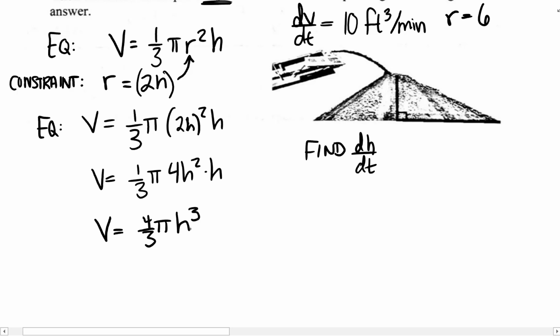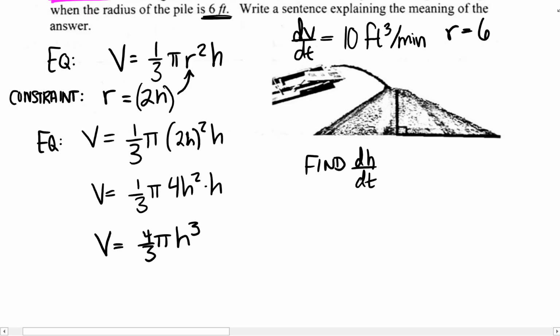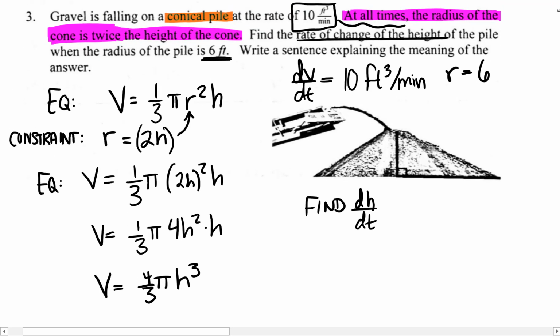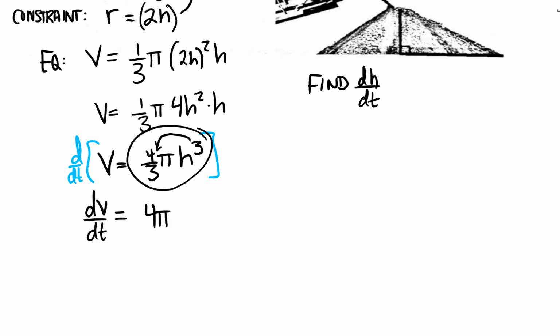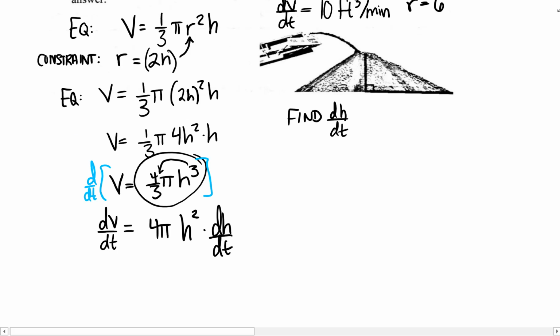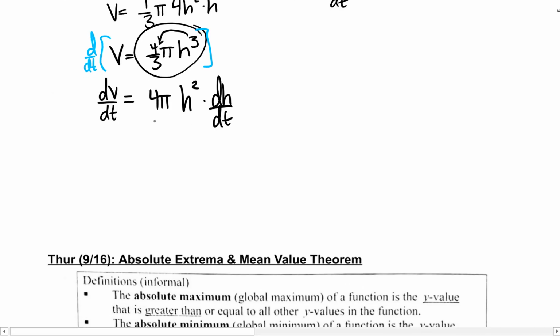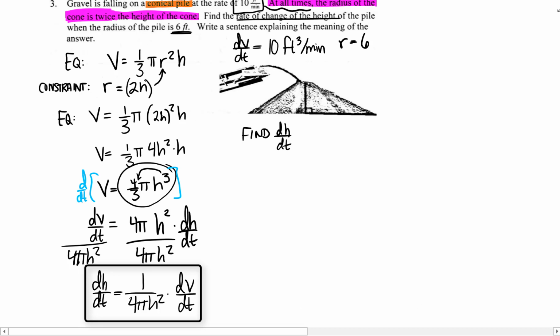Now we have an equation with a V and an h. They gave us dV/dt. They asked us for dh/dt. So I think I have enough information to truly find dh/dt. It is time to differentiate. So the coefficient for this term would be 4 pi times h squared, bring down the power, and then also times the derivative of h with respect to time. They asked us to solve for dh/dt, so I'm going to do that now by dividing both sides by 4 pi h squared. Now that we've completed differentiating implicitly, we need to plug in all the values we know.